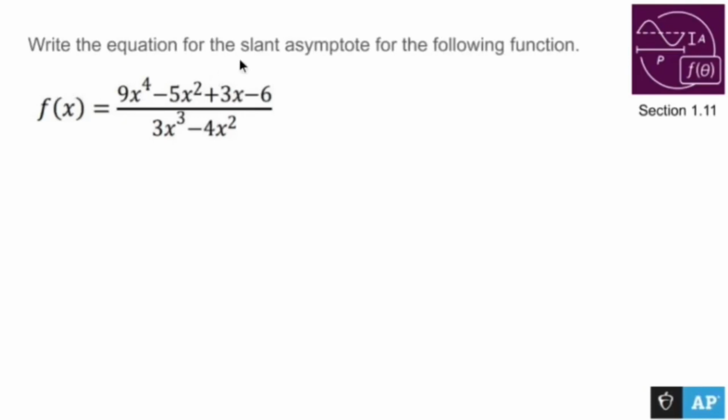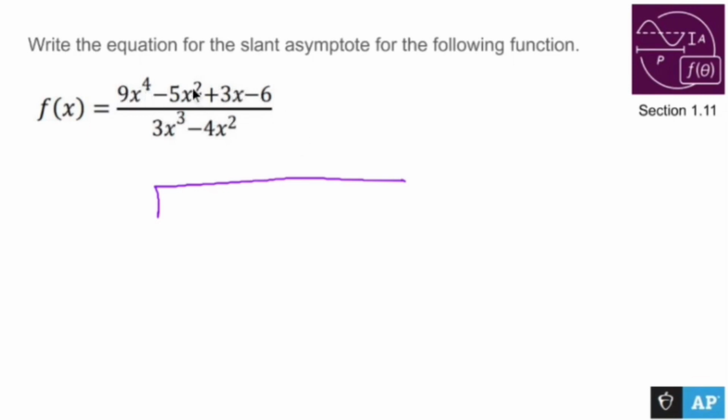Write the equation for the slant asymptote for the following function. In order for you to know that you have a slant asymptote, one thing needs to happen. The degree in the numerator has to be 1 higher than the degree in the denominator. Does that happen here? Yes, it does. Now, the way we set this up is we do polynomial long division. It's important for you to understand that if we're going to do polynomial long division, everything has to be in order, and anything in between or at the end that's missing has to be filled in with zeros.